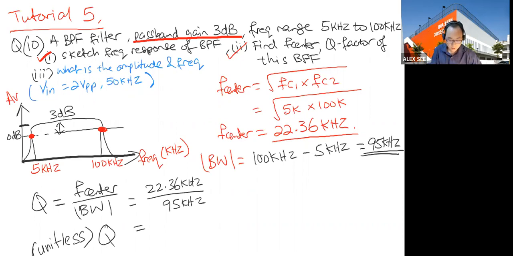Okay, so let's try and do that. Divide by 95, yeah, 0.235. This is what I got. I don't know about you. Yeah, correct, 0.235. Thank you very much. Okay, correct.